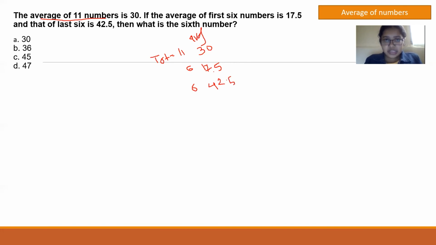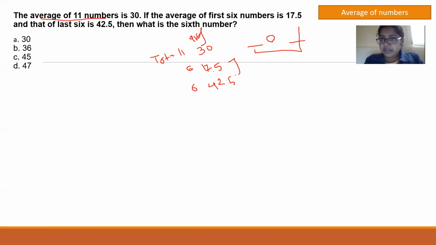So if you see, what is the sixth number? We have been asked what the sixth number is. We have been given a series of numbers, then the average of the first six numbers and the last six numbers. And we have been asked what the sixth number is. We have been given the average and we have been asked to find the number itself.